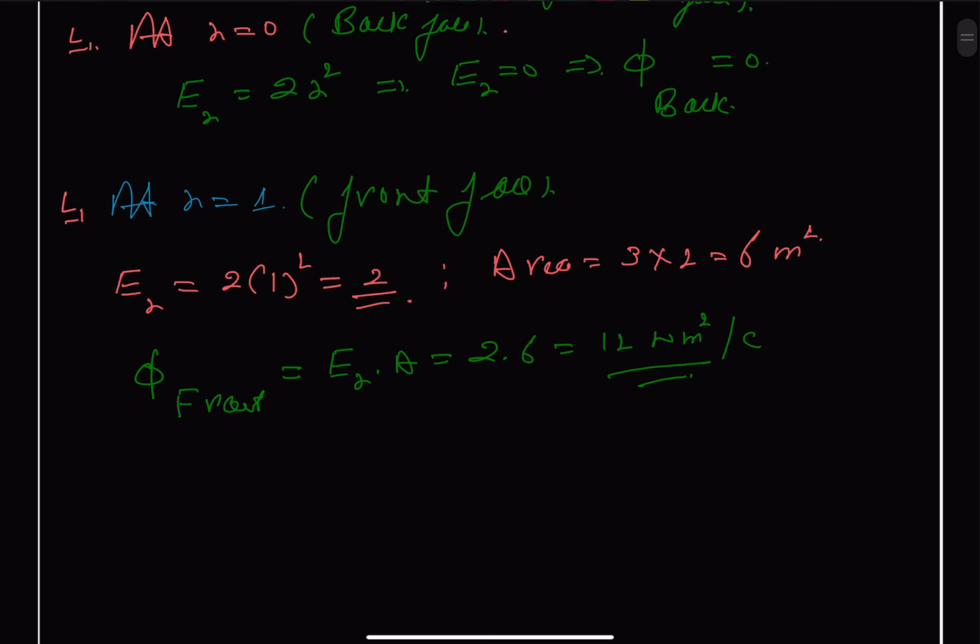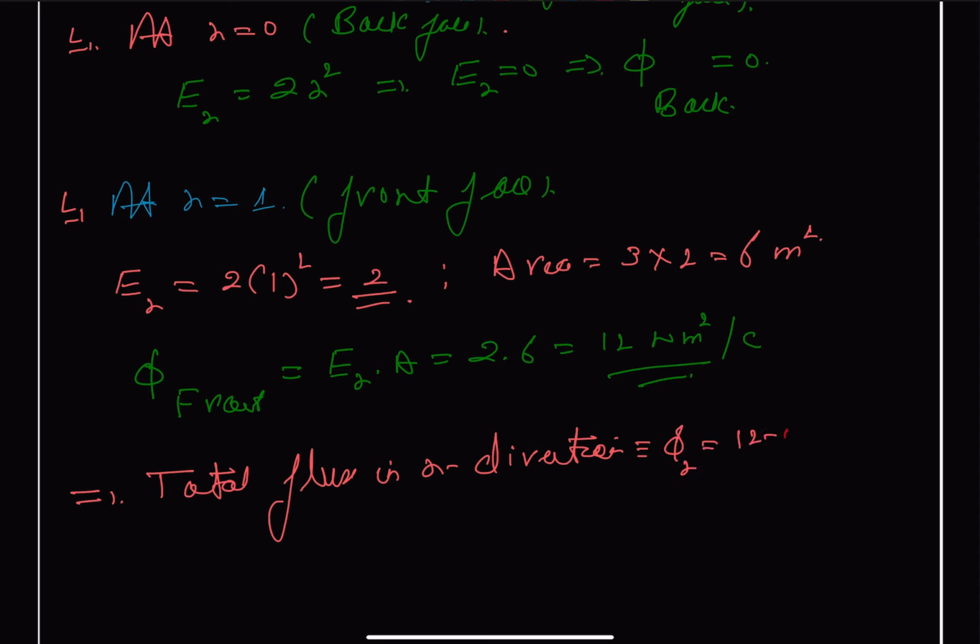Therefore, total flux in x direction, that is phi of x, will be equal to 12 minus 0, giving us 12.